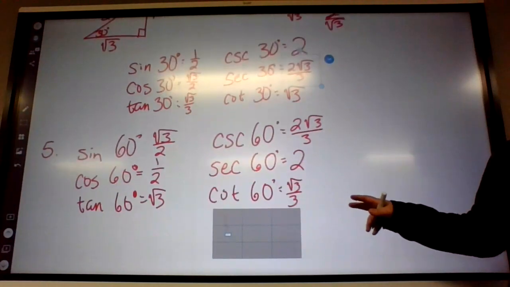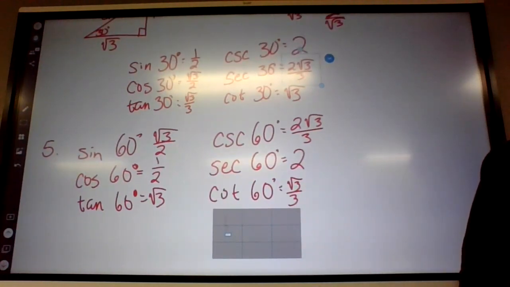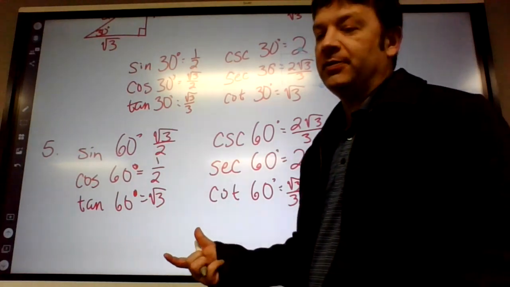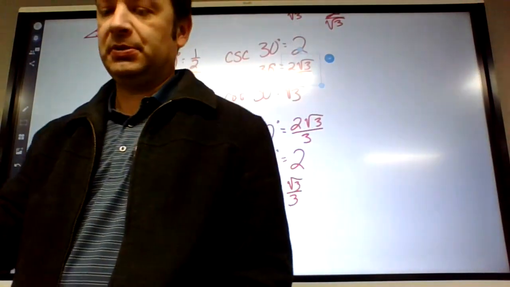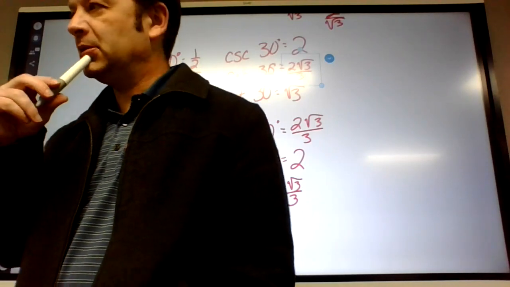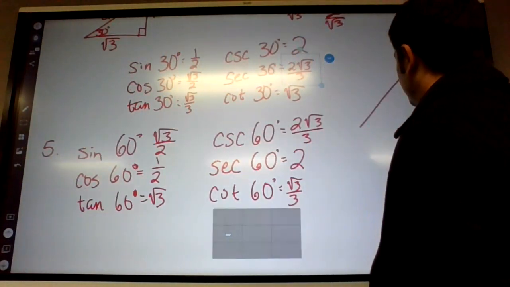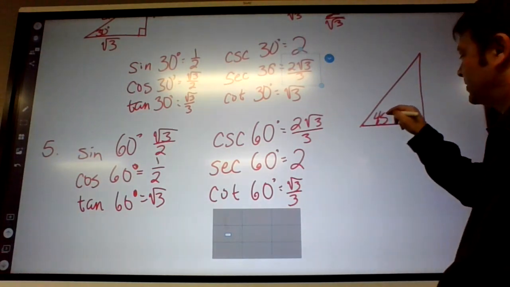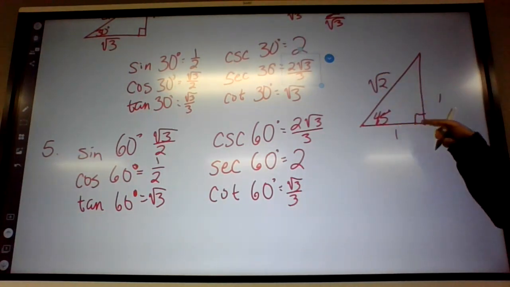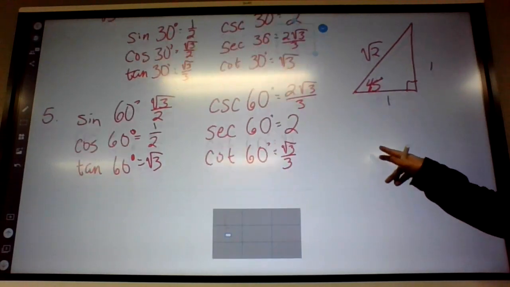So on 4, would it be the same numbers? No, 4 is a 45-degree angle, so you're using the other triangle, not the 30, 60, 90. 4 says 45 degrees, so you're using a 45-degree angle in a right triangle. So it's 1, 1, square root of 2. Okay, so that's just what it is.